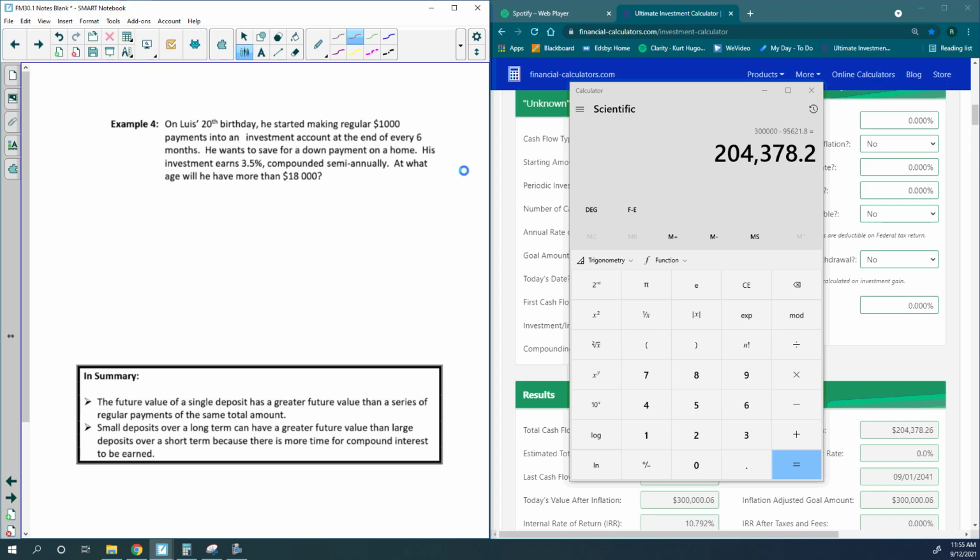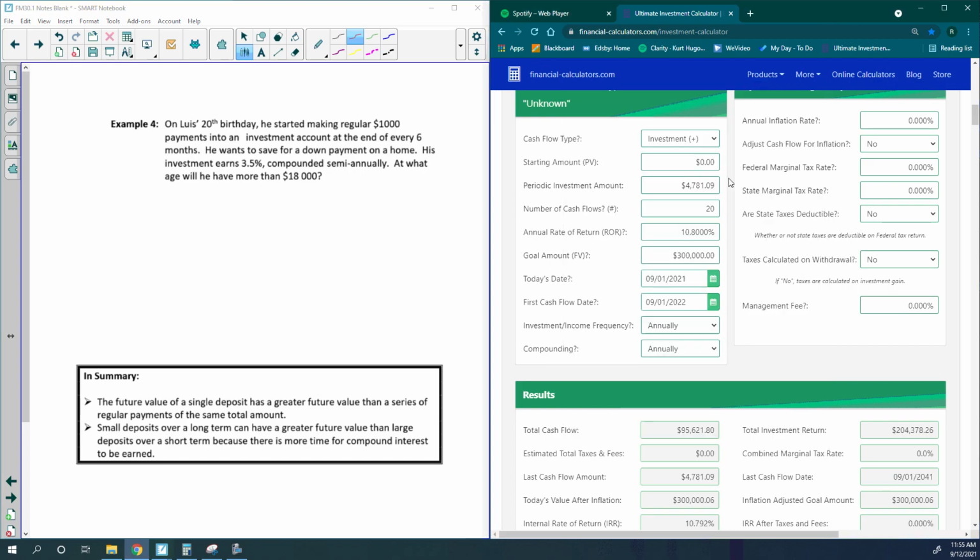For this one, I'm going to go to my financial calculator. Okay, so he's starting with nothing in his account, but he's making regular payments of 1,000. They are compounded semi-annually, so that's twice a year. And sorry, but this one we want to know how long this is going to take. So this is actually our unknown. His interest rate is 3.5. We are trying to get to 18,000.